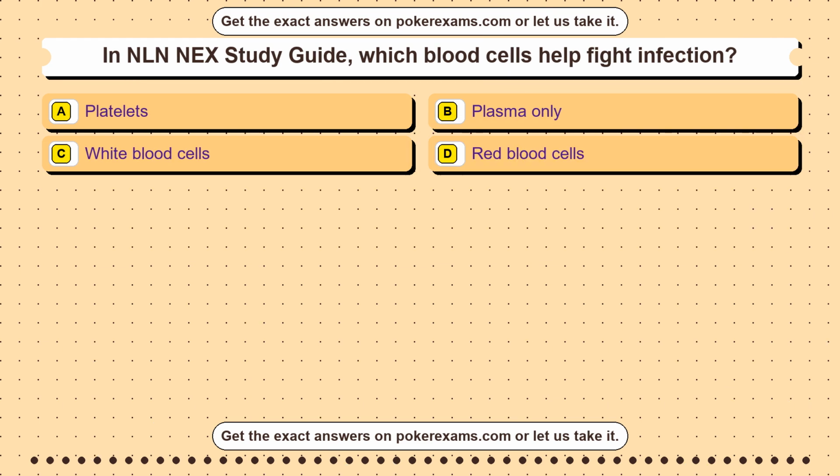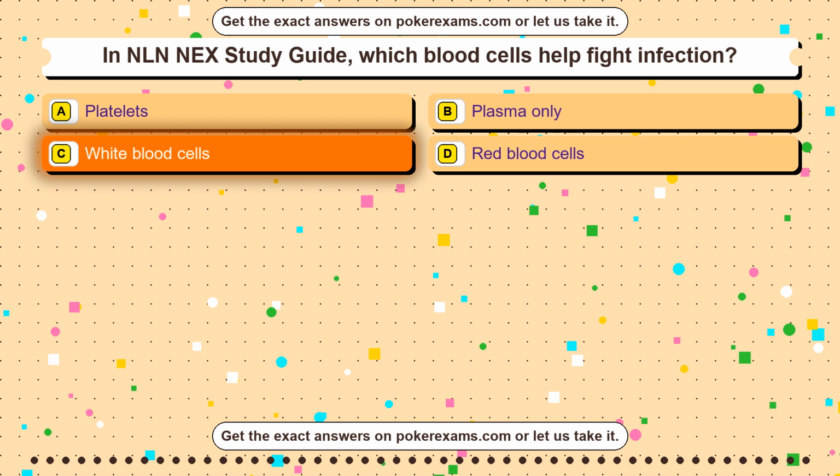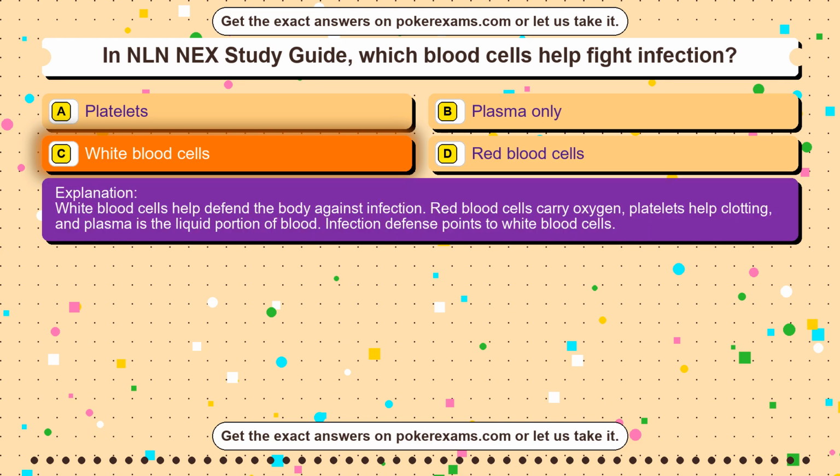Question 3. In GED scientific method practice, which idea is protected by checks and balances? Option A courts write every law. Option B states have no role. Option C. No branch has unlimited power. Option D. One branch controls all laws. The correct answer is option C. No branch has unlimited power. Checks and balances prevent any one branch from gaining unlimited power. The other choices concentrate power or misrepresent the system. U.S. civics questions often ask about separation of powers.